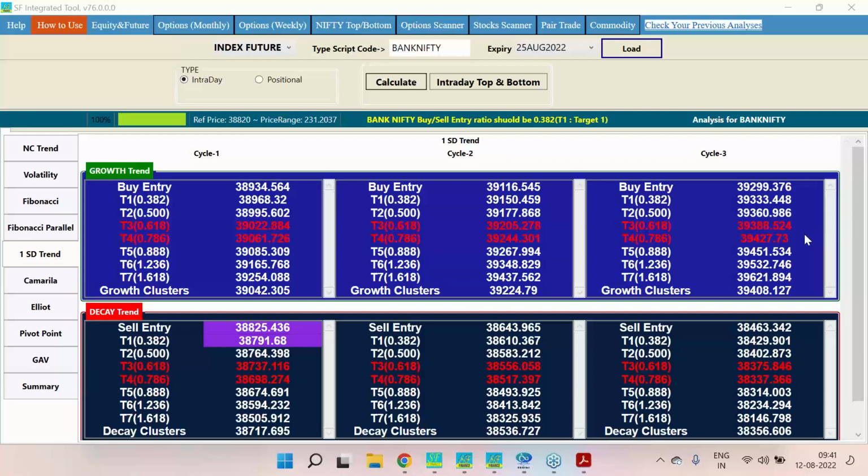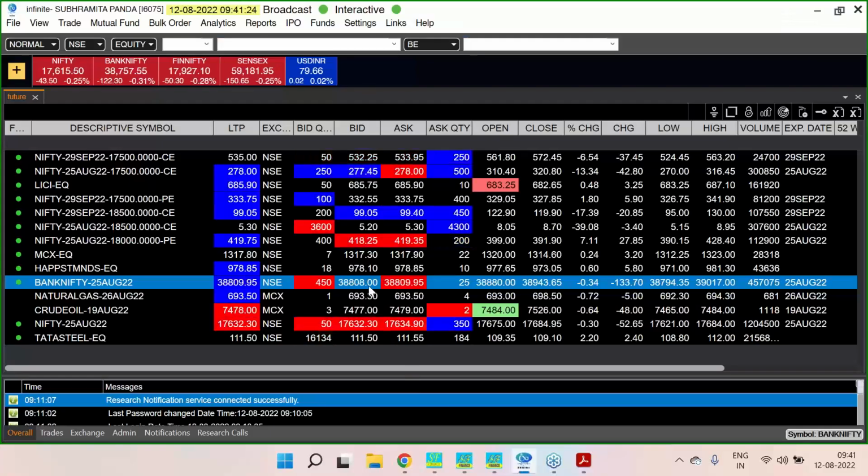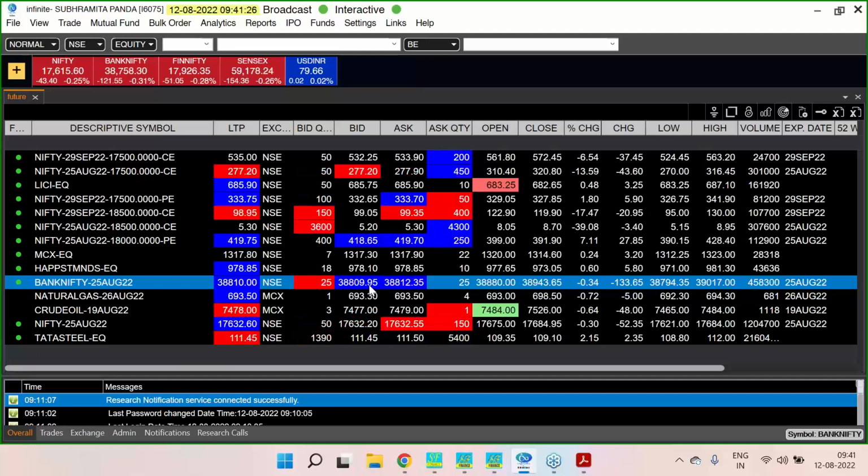At the 38,792 level we should sell, along with a 38,800 call option purchase. So this is what we need to do. We have to wait for the proper levels to come. Once it reaches that 38,792 level, we can act.